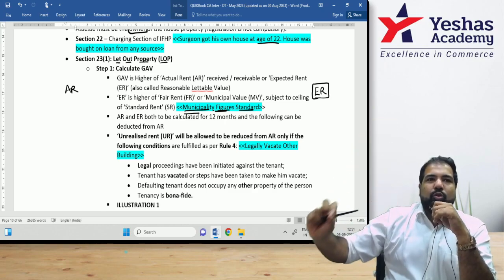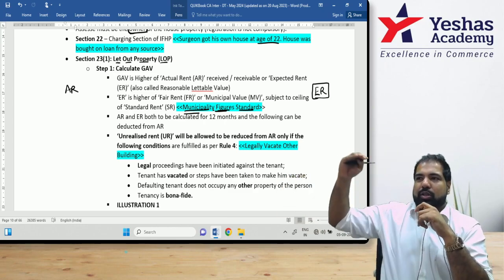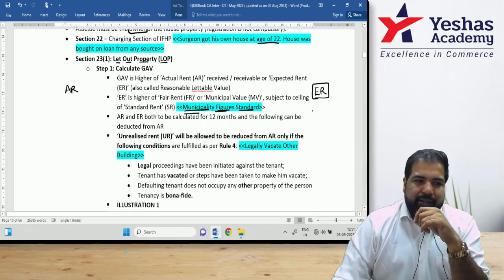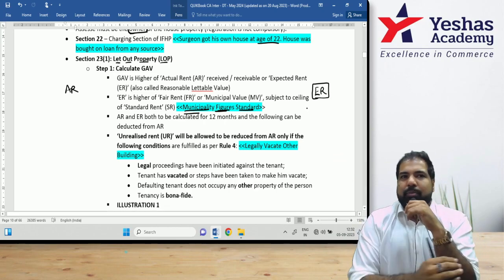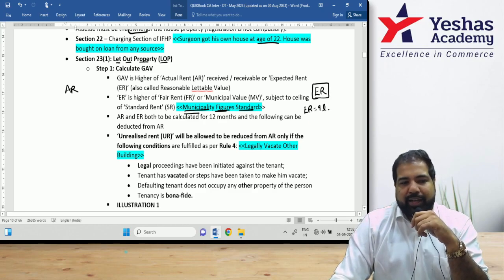It's like your mom telling you to go out for dinner, but don't spend more than 500. Make sure your bill is within that. Same way, make sure this ER is within standard rent. Guys, this ER does not get bothered by unrealized rent, vacancy loss, nothing. So this ER is a final number. Let's take it's 9 lakhs.